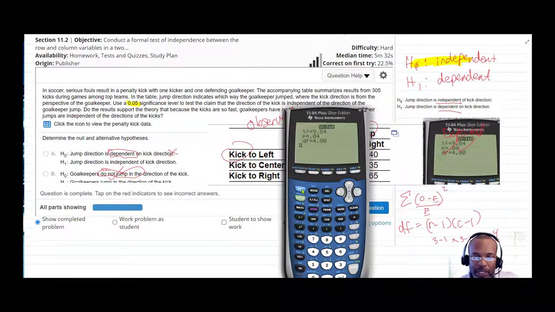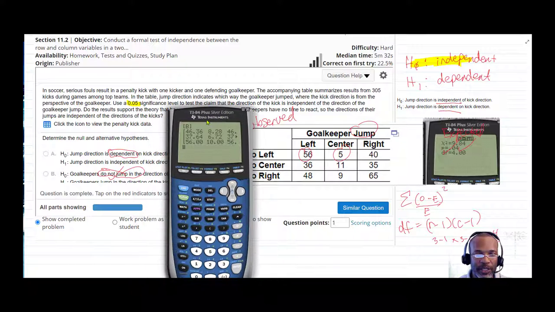Also notice that when you look at your matrices, you'll see that B is now populated and that these values in B are the expected values. So you'll see a 46.36 versus a 56, which was what was observed. So that test statistic was calculated by taking the 56, observed minus the 46.36 expected, squaring it, and then dividing it by the 46.36. And then repeatedly doing that. So you'll have 9 terms in that summation. Your calculator takes care of that chi-square test statistic, so we're not going to worry about that. We're going to use technology for that.